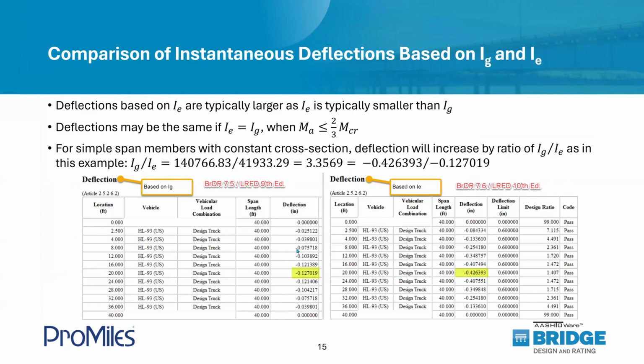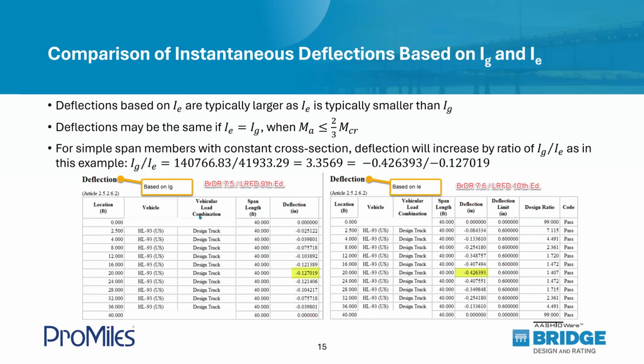Now I'm comparing here these deflections, the 0.4 here, with the 0.12, which we would get if we used either BrDR 7.5 or even BrDR 7.6, but with LRFD 9. We can see that there is a large increase, about 3 times, even more than that. And that increase is because our moment of inertia, our stiffness, changed in the model so much.